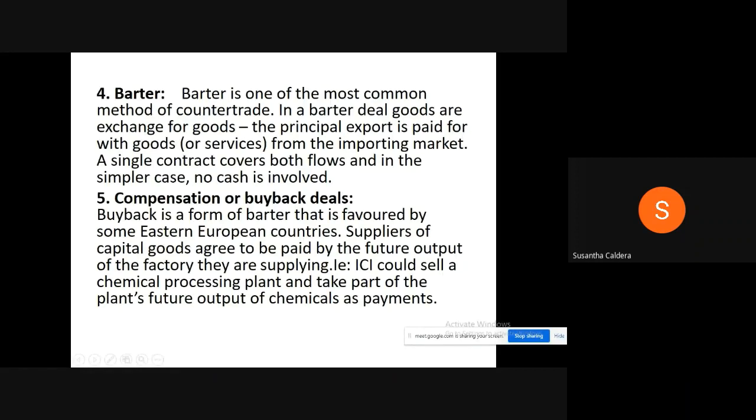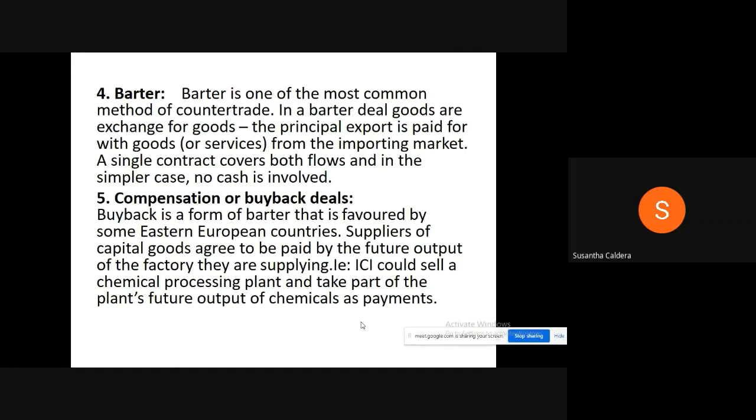Exactly the barter system, right? Then number 5 is compensation or buyback deals. Buyback is a form of a barter that is favored by some Eastern European countries, the Russian bloc countries.